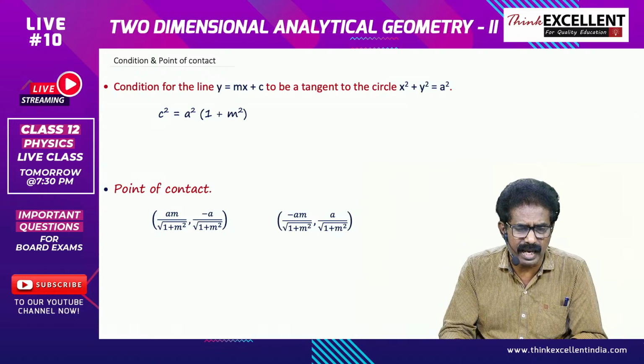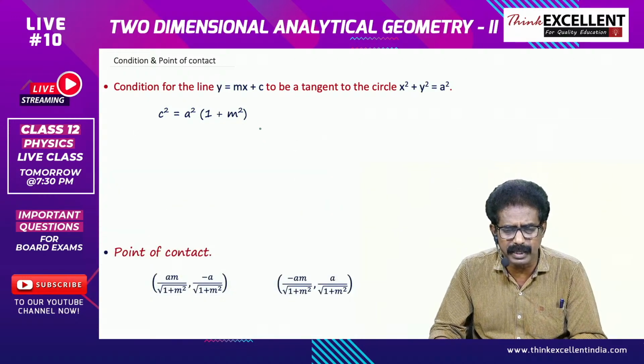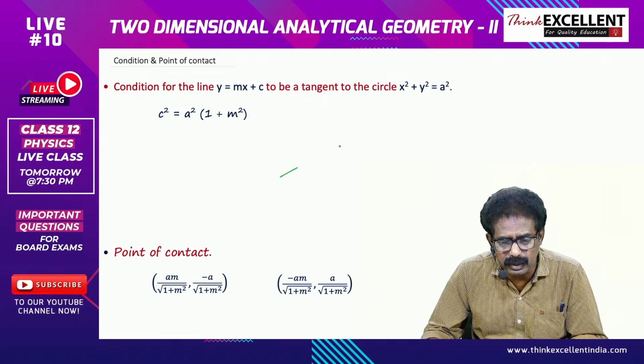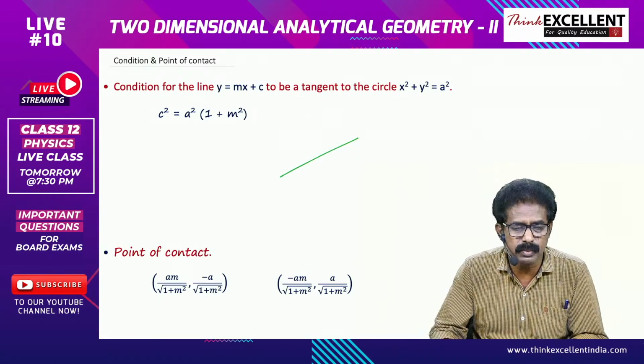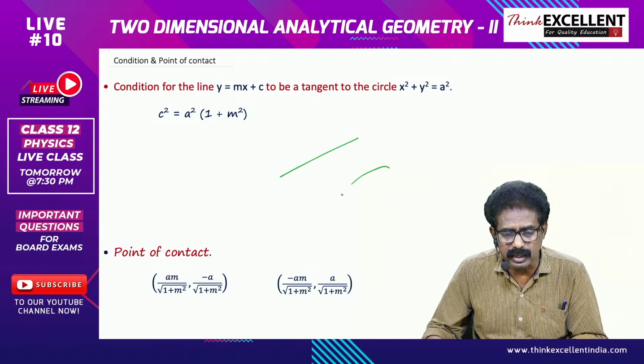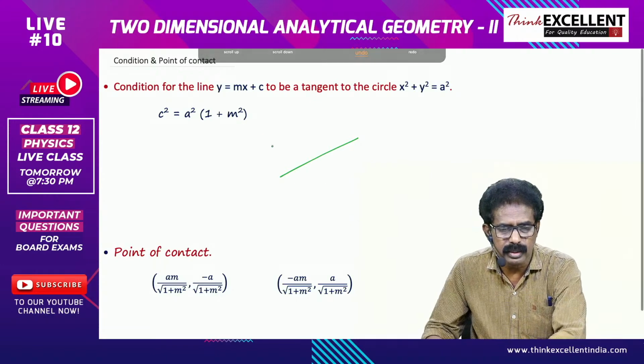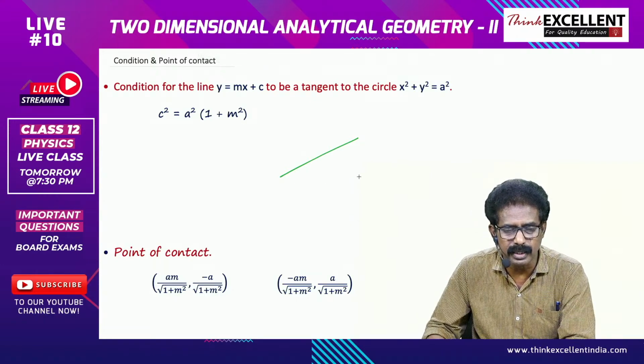Condition for the line y equal to mx plus c to be a tangent to a circle. Y equal to mx plus c is a line. X square plus y square equal to a square, that is a circle. They are giving a circle, and also they are giving a line, right?